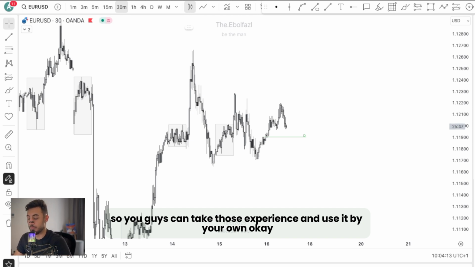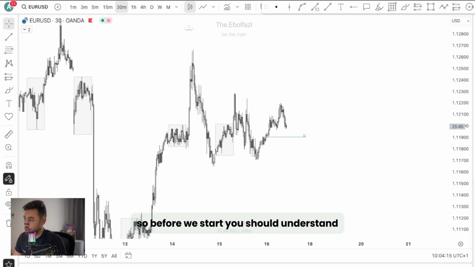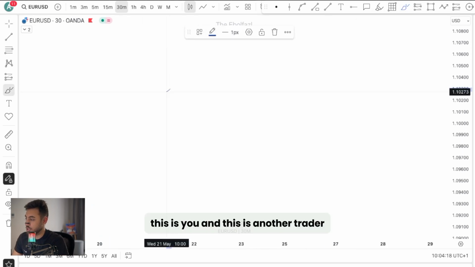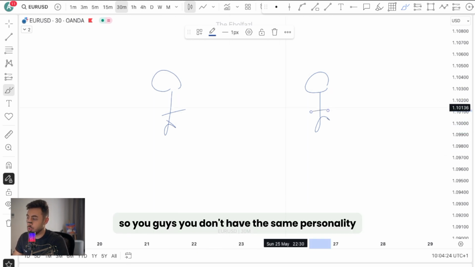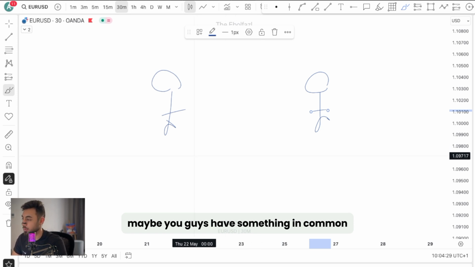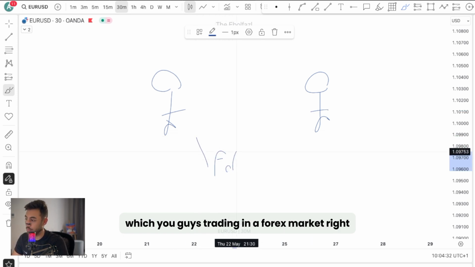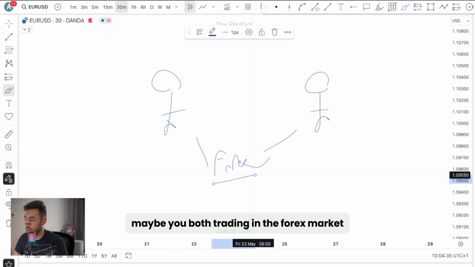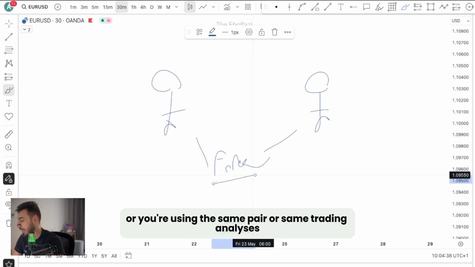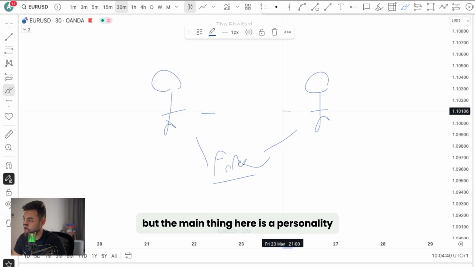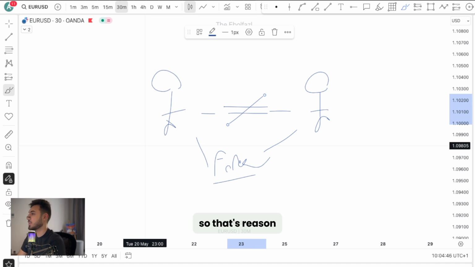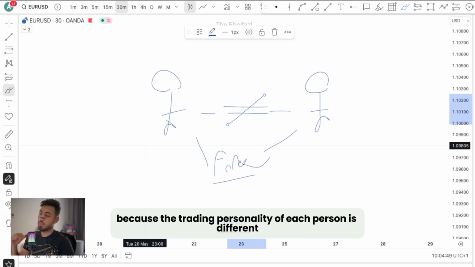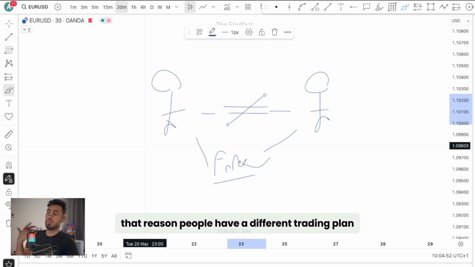Before we start, you should understand, this is you and this is another trader. You don't have the same personality. Maybe you have something in common, like you're both trading in the forex market, or using the same pair or the same trading analysis. But the main thing here is personality, which is not the same. The trading personality of each person is different. That's the reason people have different trading plans.